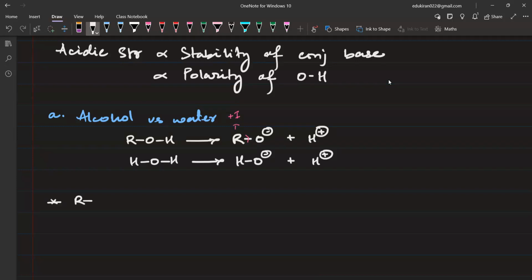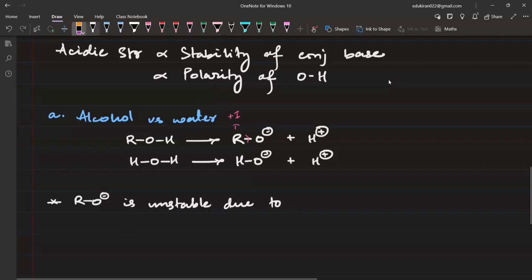RO negative is unstable due to plus I, rather I should write this, due to electron donating group. Like this, RO negative is unstable due to plus I alkyl group.